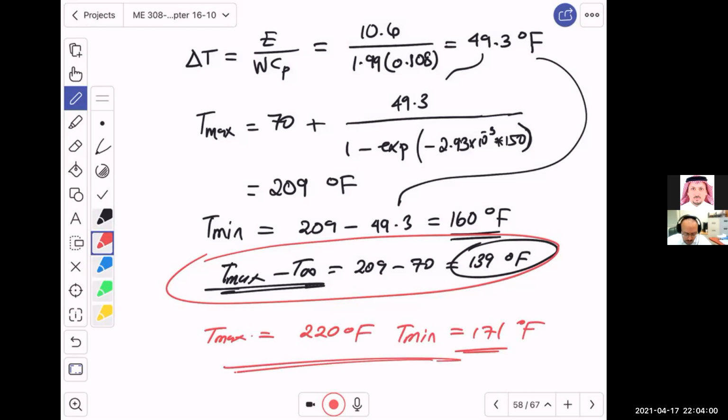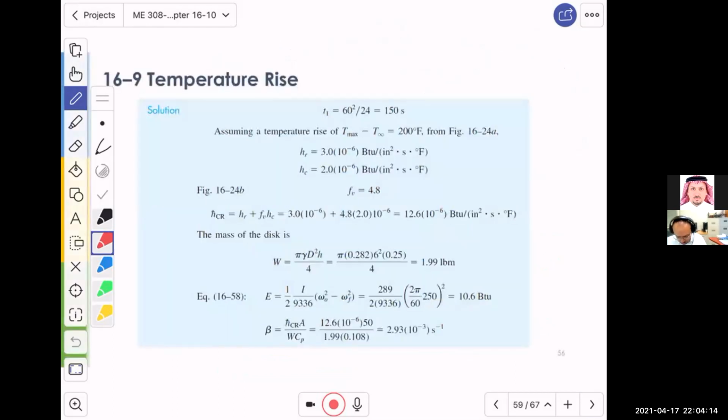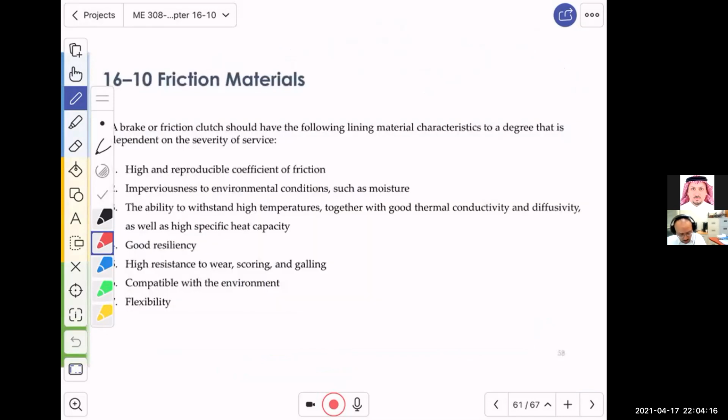Okay. Now, I really don't know how long we've been recording this, but I will spare another 5 minutes to go over some reading material just for the knowledge. This is very important. So, what we are going to talk about in the next few slides is the last section of chapter 16, which is frictional material.